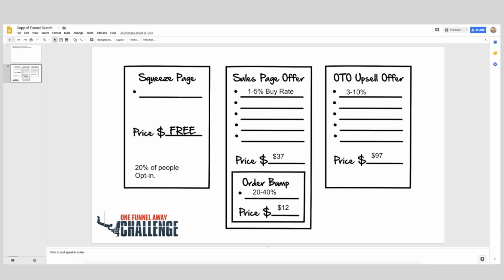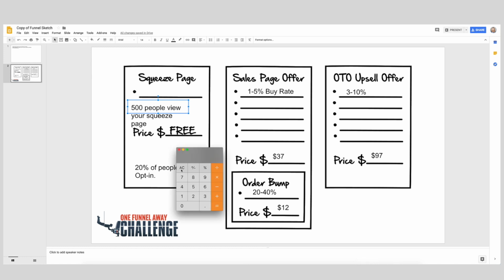So let's just use an example. This is really, really common when people bring in new traffic. Like I said before, if you have 500 people view your sales page, not your sales page, sorry, your squeeze page. So let's just go with 500. Okay, so you get 500 clicks over to your squeeze page right here, right? If you have a 20% opt-in rate, let's do that. What is 20% of 500? That means 100 people will actually opt in. Okay, so that means 100 people will see your offer right here.